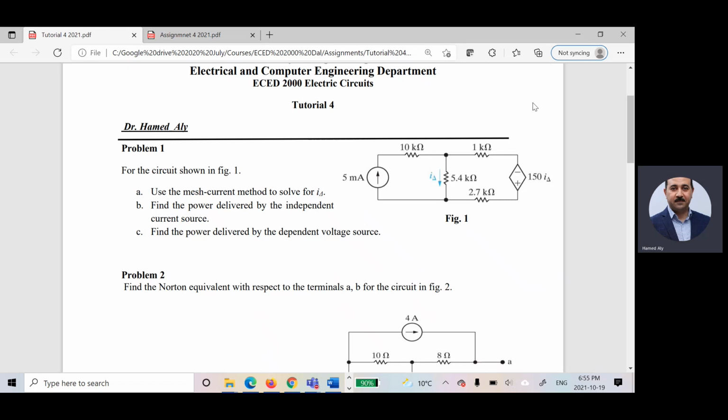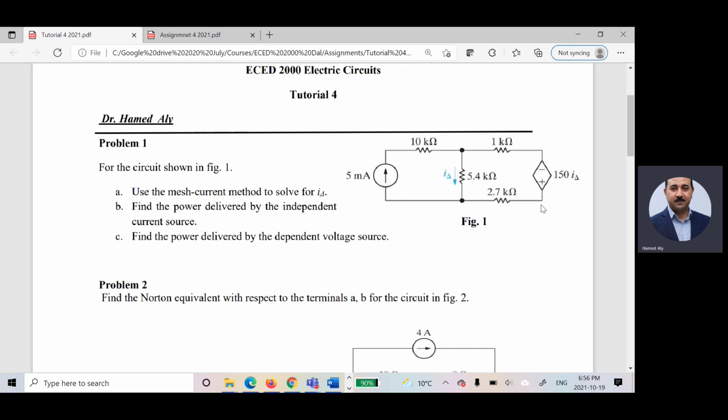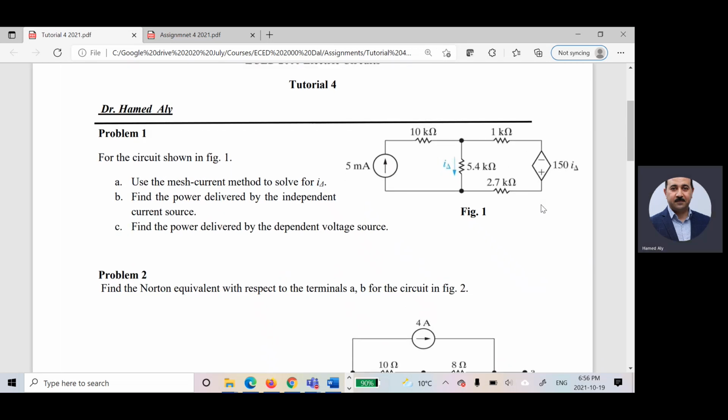Let us see right now problem number 1 in the tutorial. For problem number 1, I gave you that circuit. What is needed? I asked you for that circuit to use the mesh current method to solve for I delta. Where is I delta? It is this current. Find the power delivered by the independent current source. Where is the independent current source? This guy. So I would like to find the power delivered. For finding the power delivered in this guy, I have to find the current in this guy.